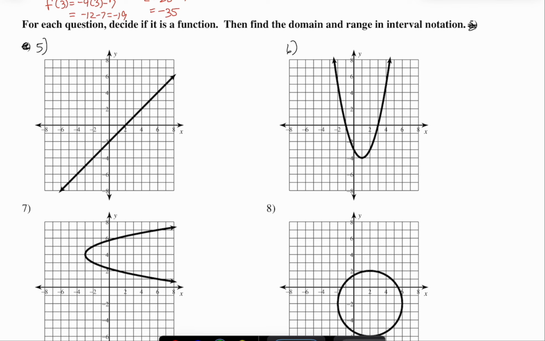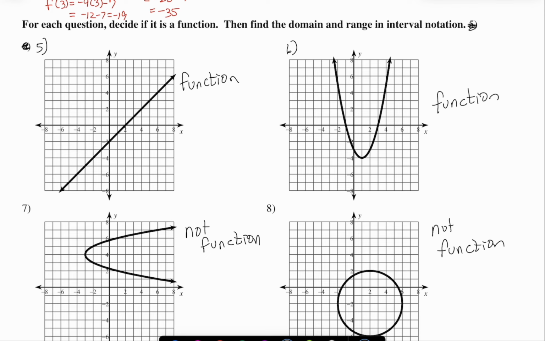It's a very simple thing. Passes the vertical line test. It's a function. Passes the vertical line test. It's a function. Doesn't pass the vertical line test. The vertical lines hit it twice. It's not a function. And the same thing happens with our circle, not a function. So the only one that has domain and range is 5 and 6. I want you to do 5, I'll do 6.